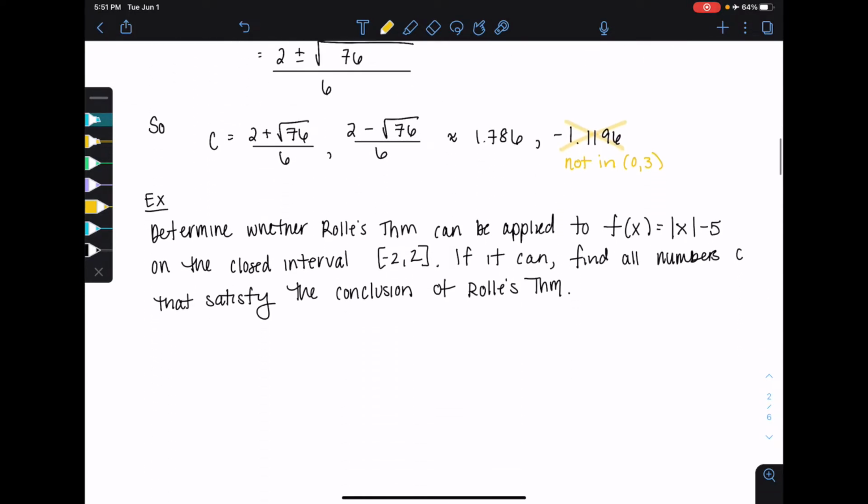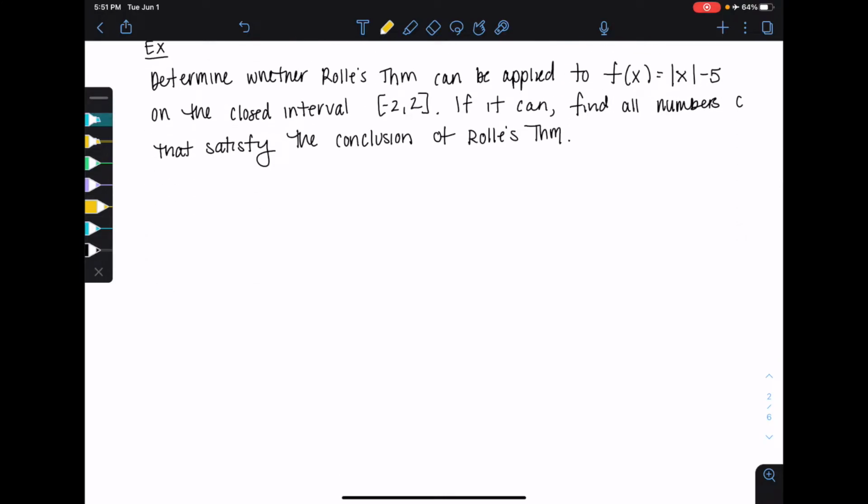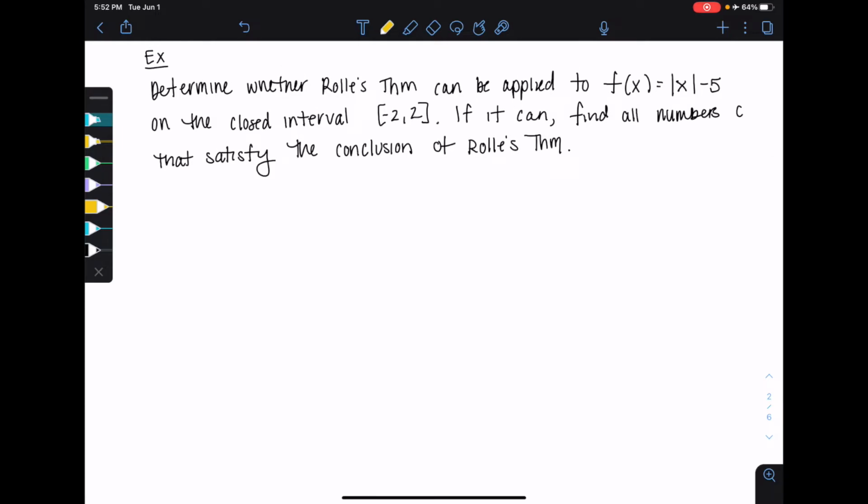So let's try another example. This time we're not told to show it satisfies. We're asked to determine whether Rolle's theorem can be applied to the function f of x equals the absolute value of x minus 5 on the closed interval from negative 2 to 2. If it can be applied, then we want to find all the numbers that satisfy the conclusion of Rolle's theorem.